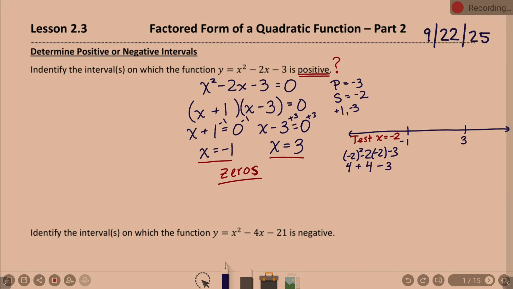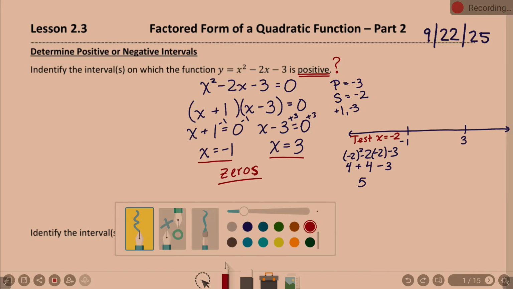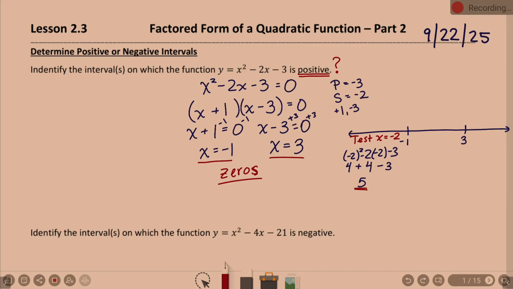4 plus 4 is 8. 8 minus 3 is 5. What do you know about the number 5? It's positive, yes? So because 5 is positive, we know that this interval is positive. Okay, so this interval, numbers to the left of -1, is positive. It's going to be part of my answer.